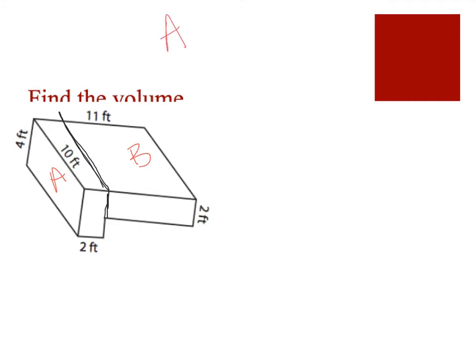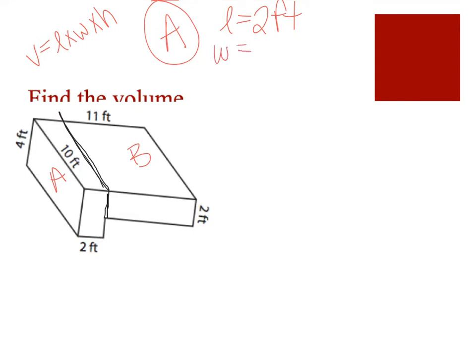So let's start with shape A. Let's pull out our length, width, and height, because we know that volume equals length times width times height. So we need those 3 measurements in order to find the volume. Okay, so my length of shape A is 2 feet. I can tell that because right here would be the length of the shape. My width is 10 feet, and my height is 4 feet.